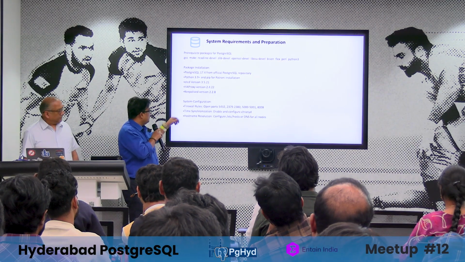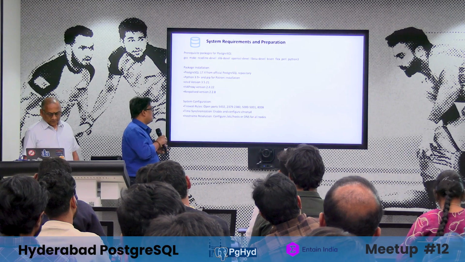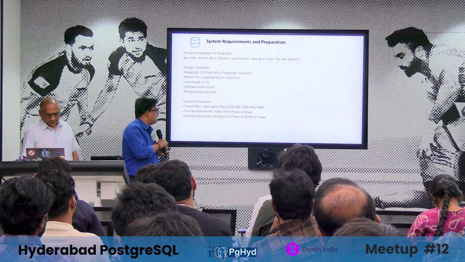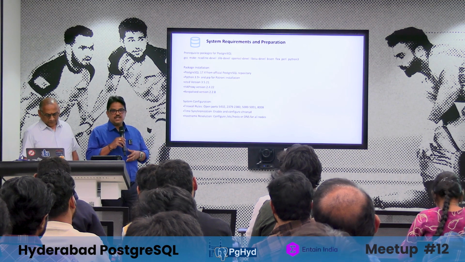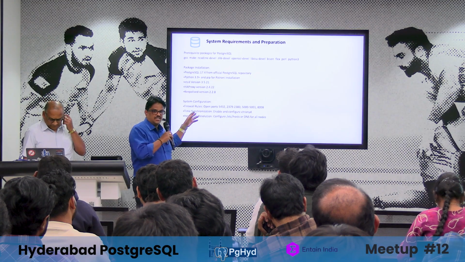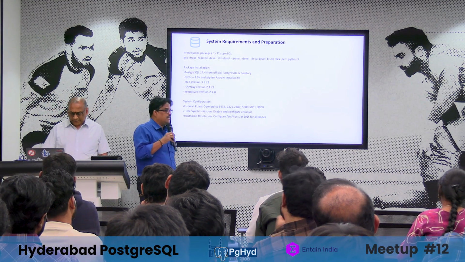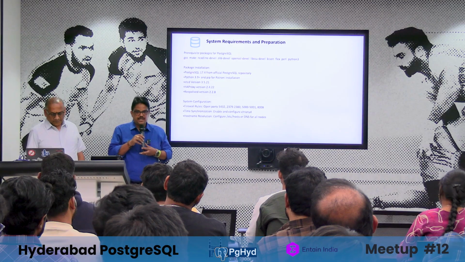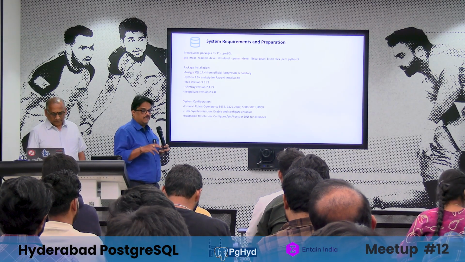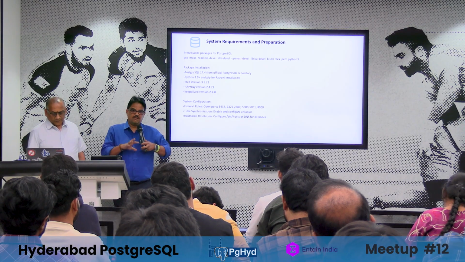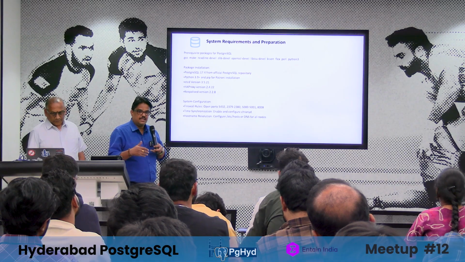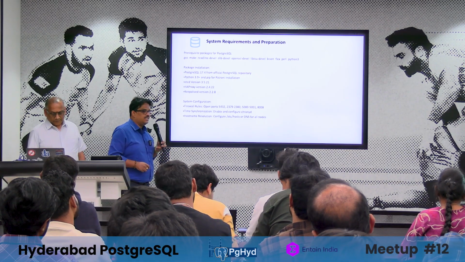For system configuration, we need some ports. 5432 is the default port, and 2379 is the port required for client communication, in order to communicate with the Patroni agent or any REST API calls. 2380 is for peer-to-peer communication. You will be configuring 5 etcd nodes as a cluster. To communicate between the etcd peer nodes, it requires 2380.